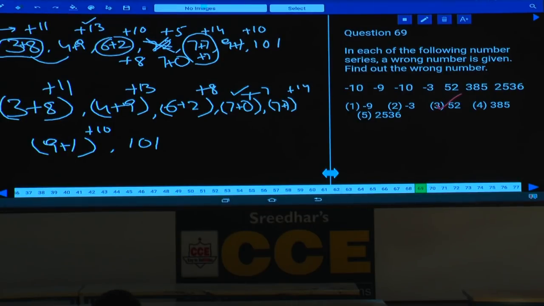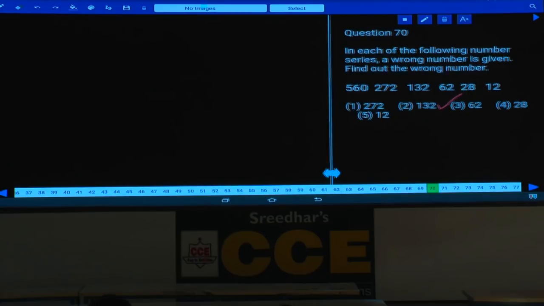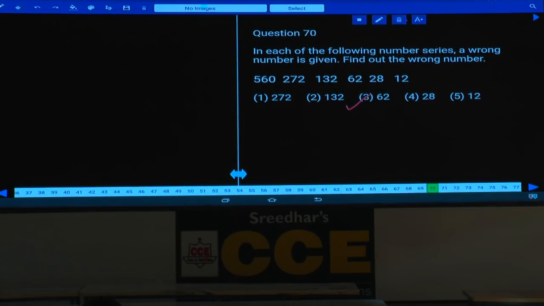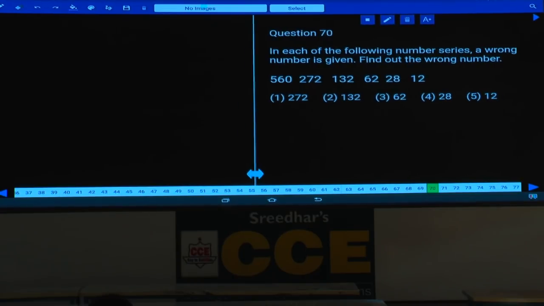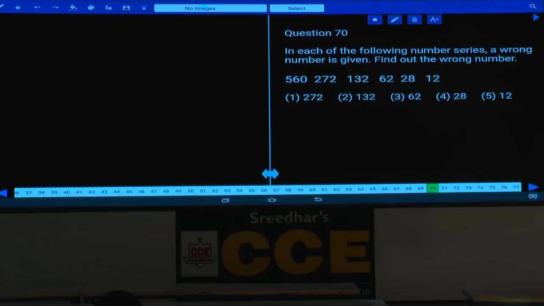Yes. Next question number 70. Now in this question number 70, tell me what are these numbers here. 560, 272, and so on. Now, as the numbers are in decreasing order, start writing in the reverse order. 12, 28, 62, and next to 62 is what? 132, and next to 132 is 272, and next to 272 is what? 560.